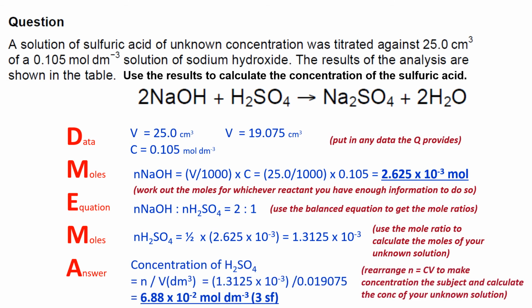So c equals n over v. So we take 1.3125 times 10 to the minus 3 and you divide it by 0.019075. Now that is the 19.075 over 1,000, in the same way we did it for sodium hydroxide at the top. So that gives us 6.88 times 10 to the minus 2 moles per decimeter cubed. So you do it to 3 significant figures because in the data, 3 significant figures is the least sensitive from the question. So that's how you decide the appropriate number of significant figures for an exam style question.